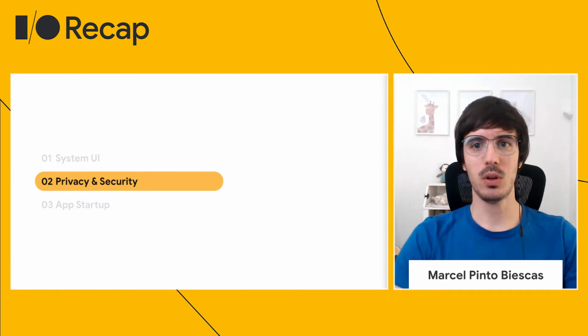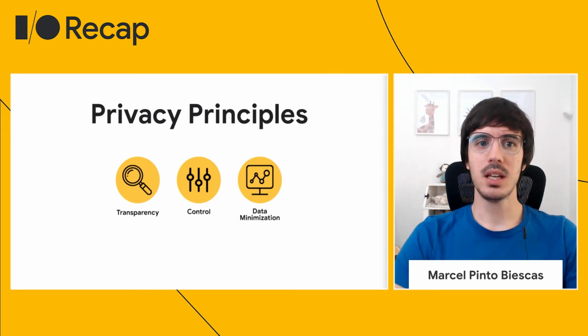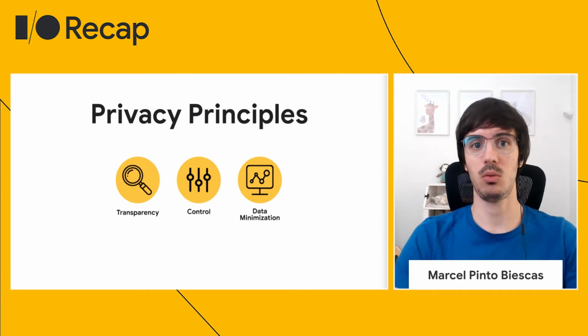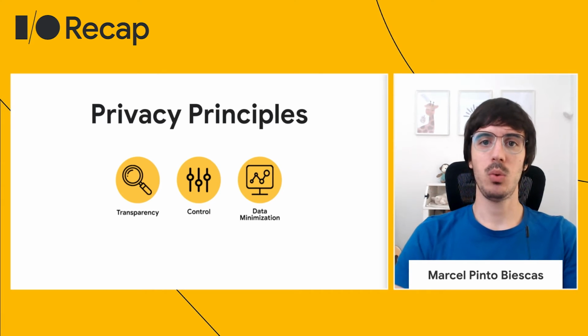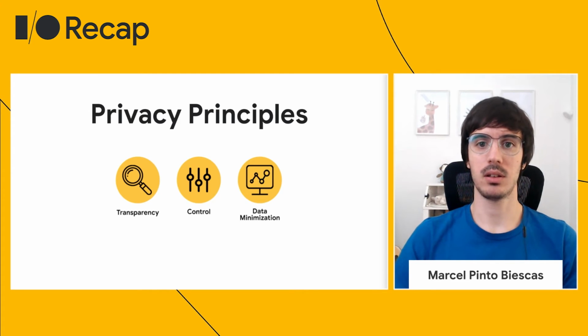All right, let's go to a major focus area on Android, and this is privacy and security. Every year, we bring changes around this area to ensure that the ecosystem respects user privacy with high security standards. Basically, we follow three main principles. We want to make sure the apps and the OS are transparent to users on which apps are using what and when. We also want to provide more control to the users so they decide what apps can use or what the system can use. And then we want to ensure that the applications are minimizing the data that they collect.